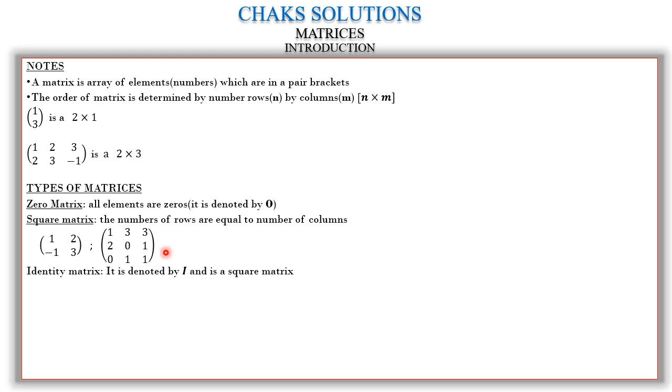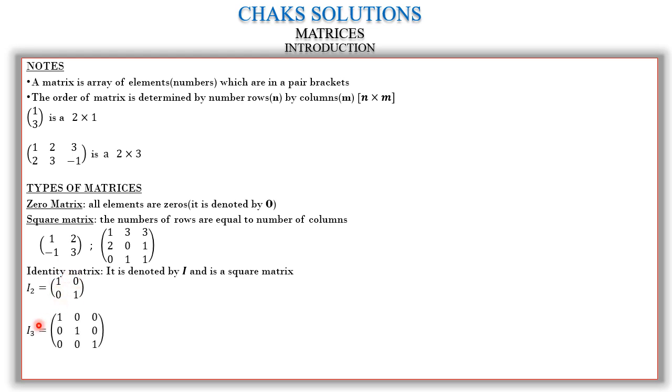Then we have what we call the identity matrix. The identity matrix is denoted by I. It is also a square matrix. This one is a 2 by 2 identity matrix. You can see from the top left corner to the bottom right corner, there is 1 and 1, and the other elements are 0. So that's a 2 by 2 identity matrix.